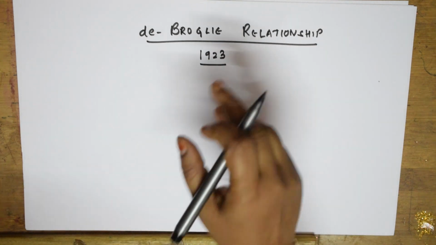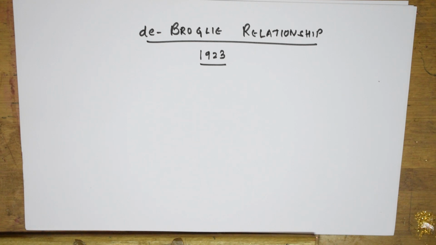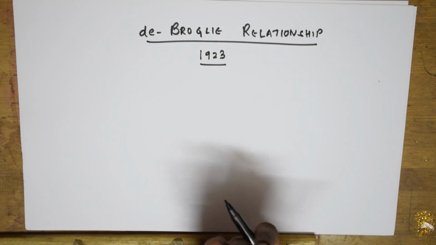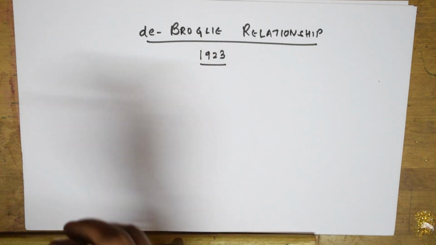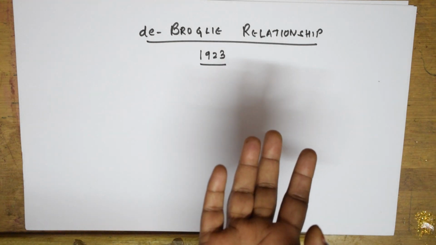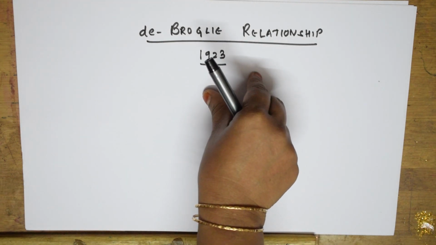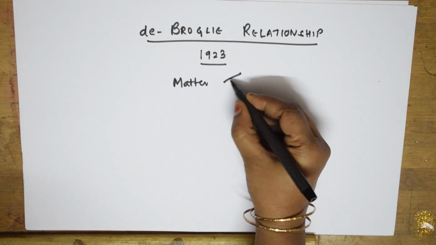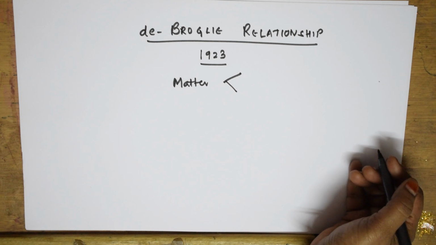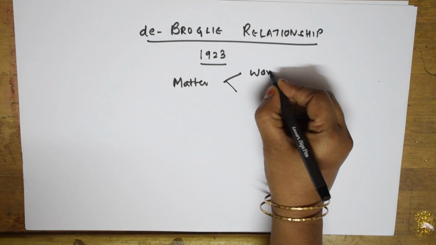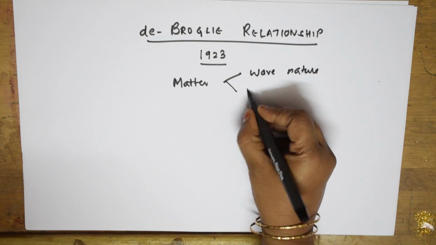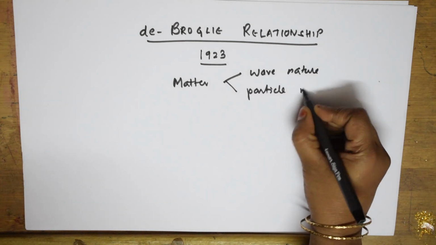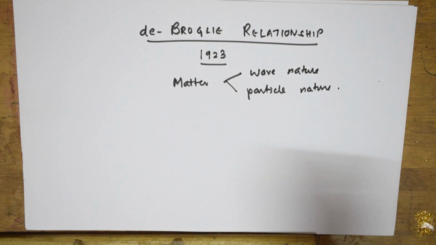Now what happened? Louis de Broglie is a French physicist. Just like light, he started using the word matter. Till now we've been studying that light has wave nature and light has particle nature. Now de Broglie, a French physicist, used the term matter, and he said matter also possesses dual behavior. Matter has wave nature and matter has particle nature. He could explain this concept, both, so he gave a mathematical derivation for this.